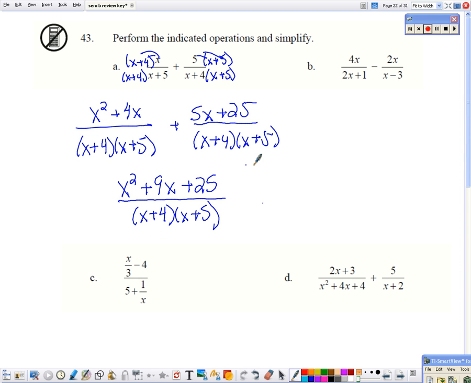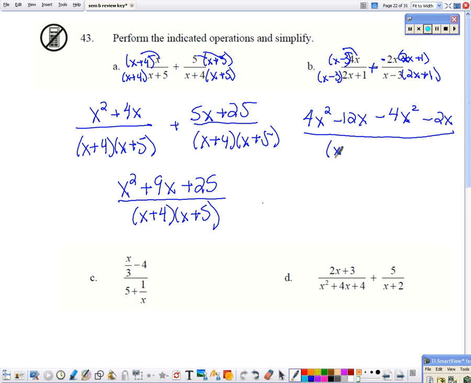I'm done. Now for b, my common denominator is going to be 2x plus 1 times x minus 3. So this term needs a 2x plus 1 on the top and bottom. This one needs the x minus 3. And I'm going to be extra careful because it's a subtraction problem. I'm going to change this to be adding a negative 2x. So that when I distribute my 4x, and I'm going to distribute a negative 2x, that's all going to be over my common denominator.